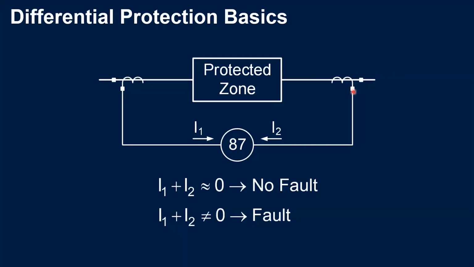So normally this can be done by one relay if we are protecting, for example, a transformer or a busbar. Because the CTs delimiting the protected zone are on the same environment, the same substation.